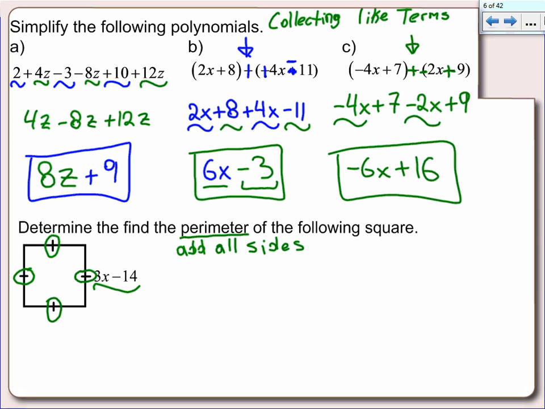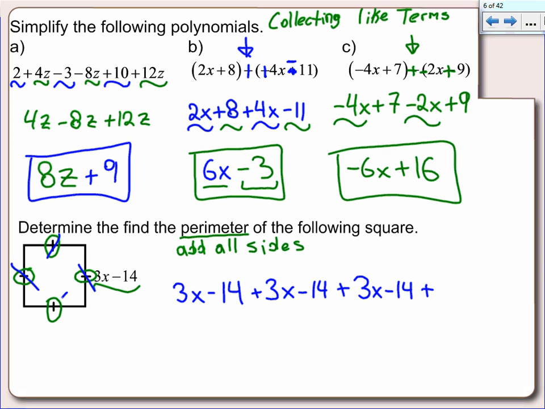So if we want to find the perimeter, we need to add all the sides. So the first side is 3x minus 14, plus the next side, another 3x minus 14, plus the next side, so 3x minus 14, and then plus the last side, which is 3x minus 14.